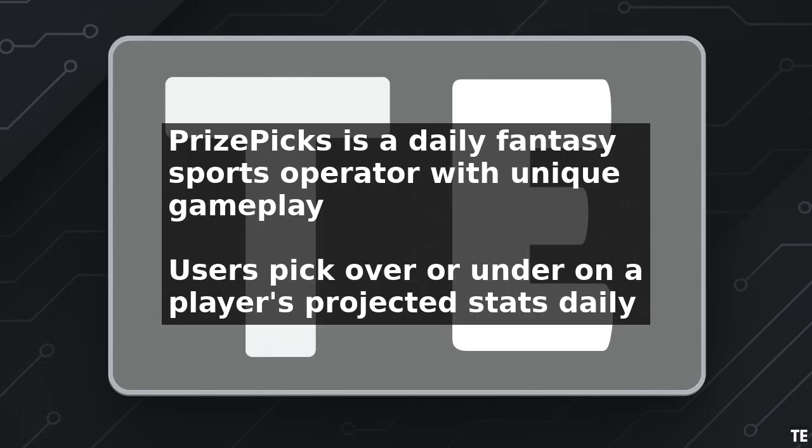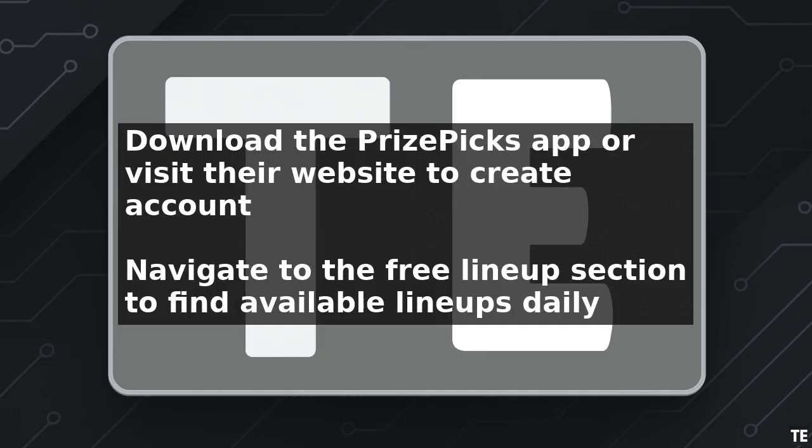stats. First, download the Prizepicks app or visit their website to create an account. Once you have an account, navigate to the free lineup section. Here you will find a list of available lineups that you can use for free. Next, select the lineup you want to use and review the players and their projected stats.